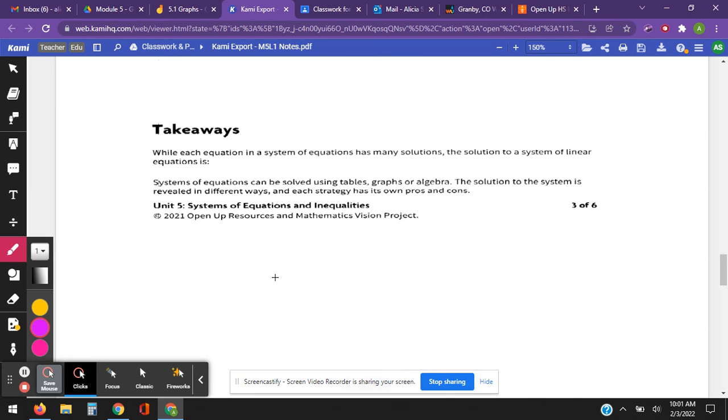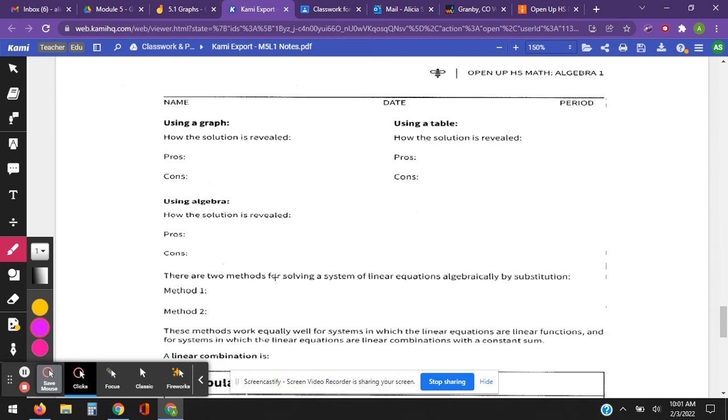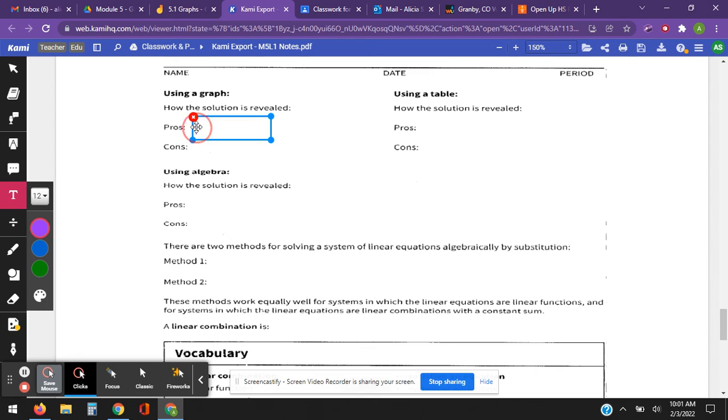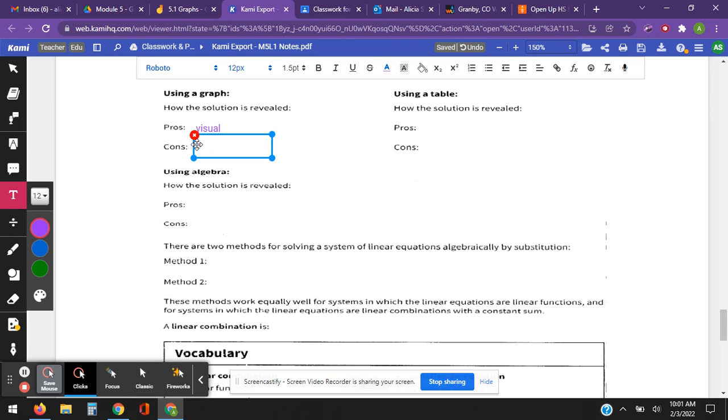The takeaways: when we use a graph, the situation is revealed. So the pros are we have a visual, right? That's very helpful as we're going through some of these. The con might be it's hard to be accurate if the answer isn't a whole number, right? Because when we did our first one and last one, that worked out fine. But when we did the second one, where it was 7.75, the graph was not very helpful.